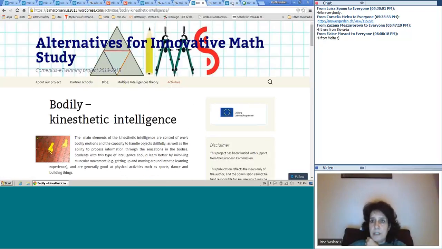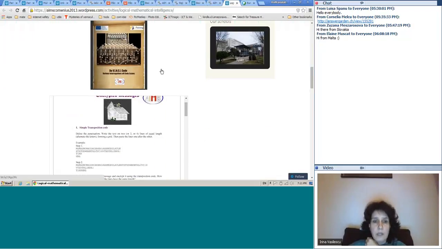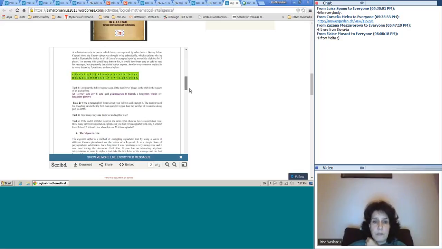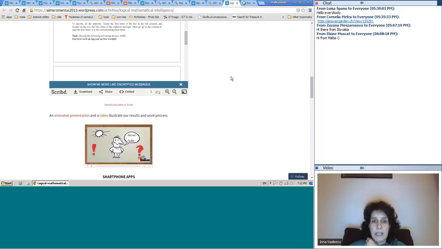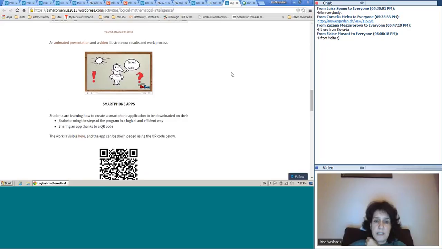And finally, now we are still working on the logical intelligence, and we have also a common product, which will be an encrypted messages book. It's still on the way. We have given our students some information about some kind of encrypting methods, from the transposition code to Caesar code and all kinds of encoding languages. And then they have created encrypted messages and shared them with their partners and asked them to solve them.